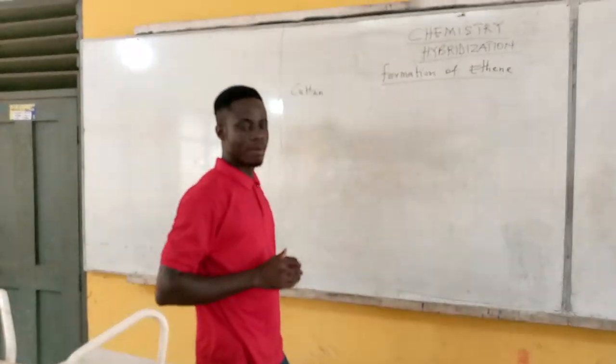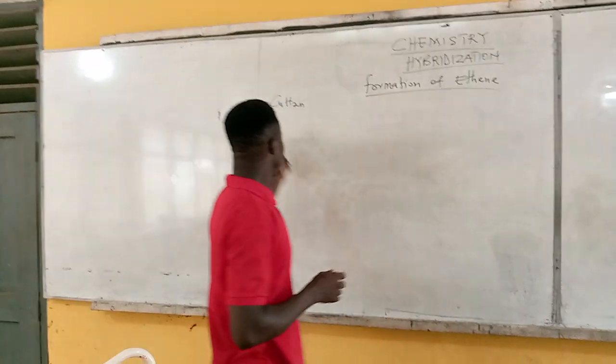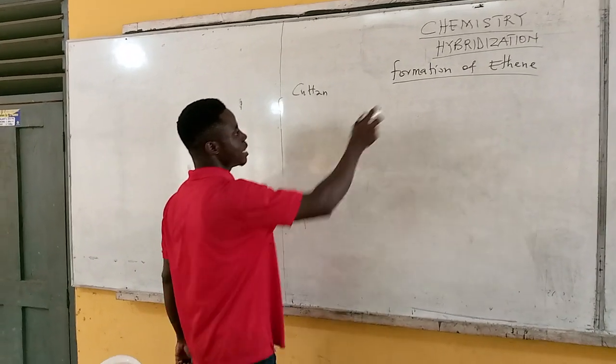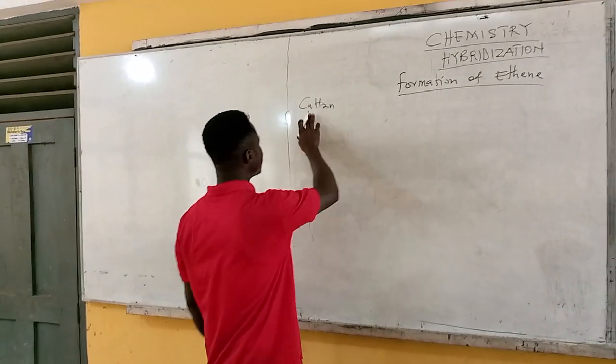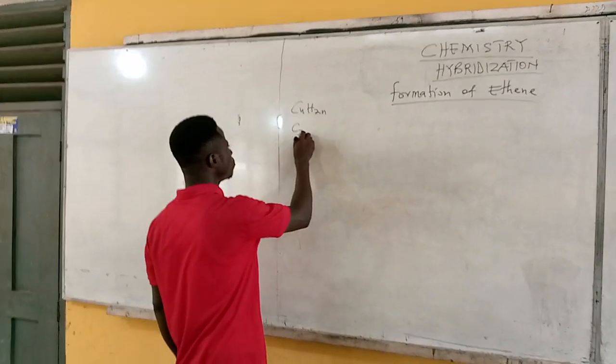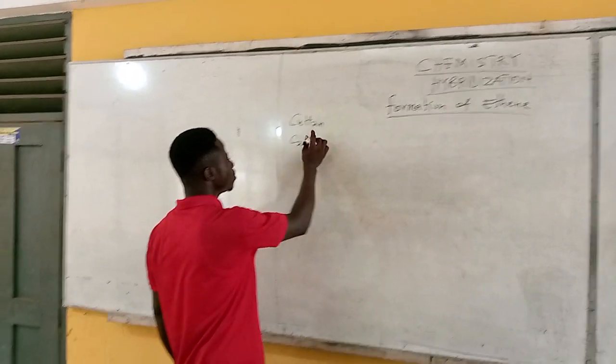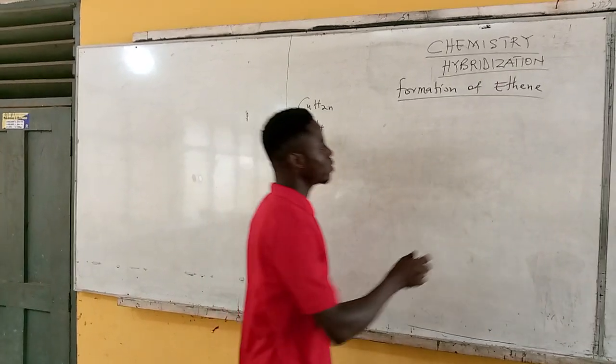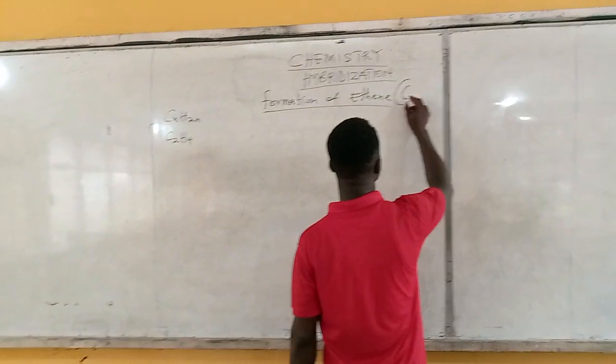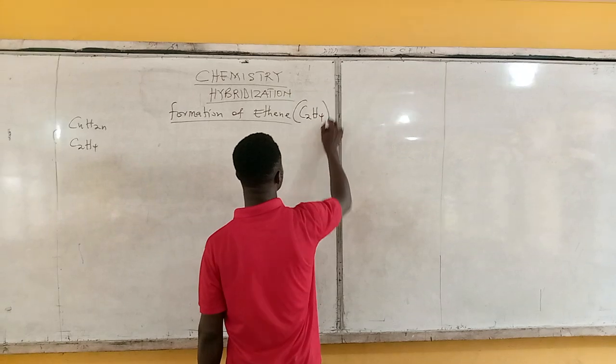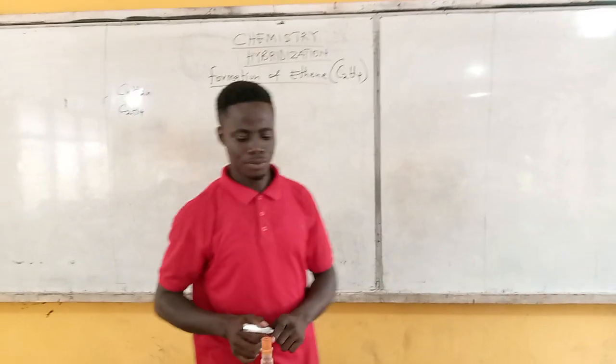When you do organic chemistry, we'll throw more light on that. Ethene has 2 carbons, so C2H, 2 times 2 gives us 4. So we are going to work on this molecule, C2H4. We want to know how this molecule is formed.